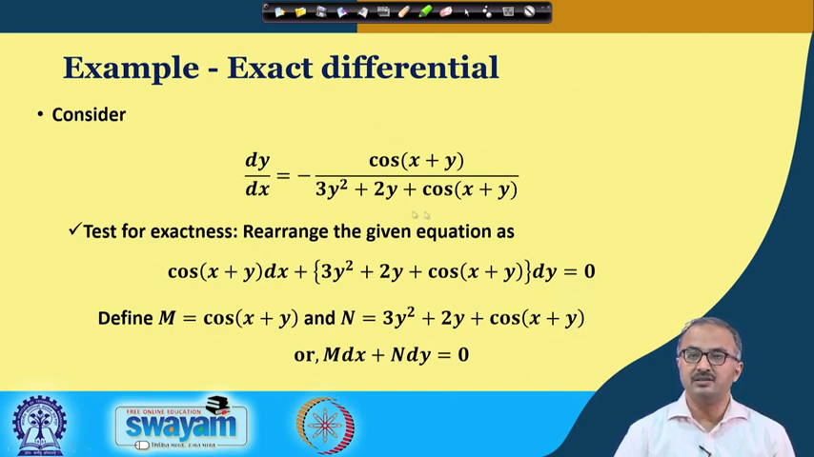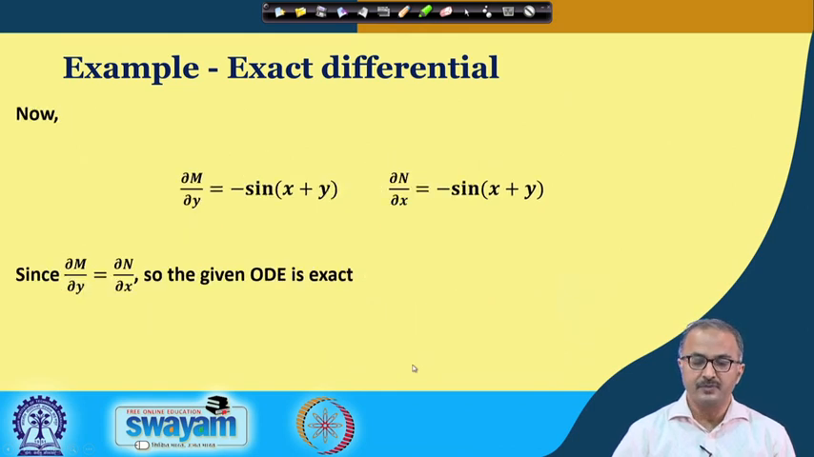Now, let us take an example of this. Here we have the given equation. And again we check for exactness first. So we put this equation in this particular form. Now we can identify that m is this and n is this. First, we take the derivative of m with respect to y. Here we find it is minus sin(x+y), and when we differentiate n with respect to x, we again get minus sin(x+y). From these two we can see that ∂m/∂y is equal to ∂n/∂x. That means it is an exact differential equation.